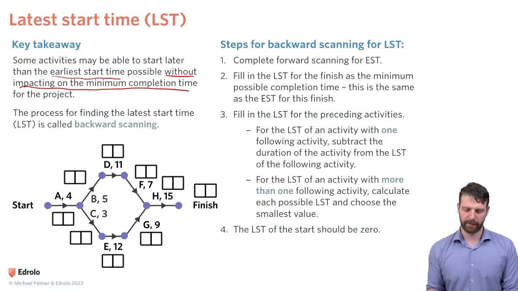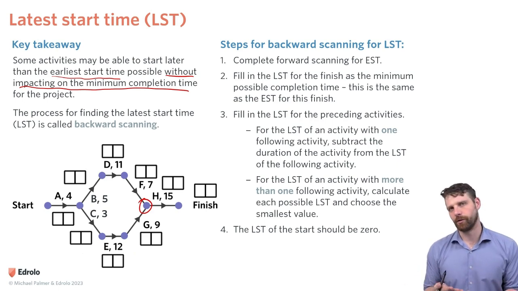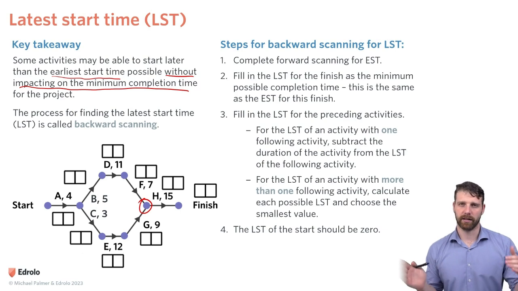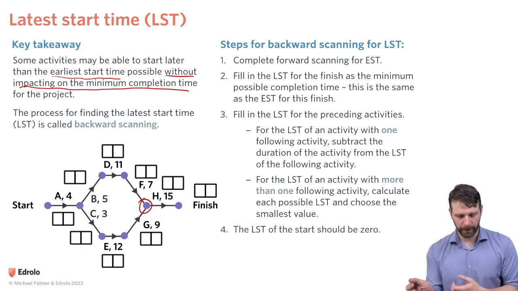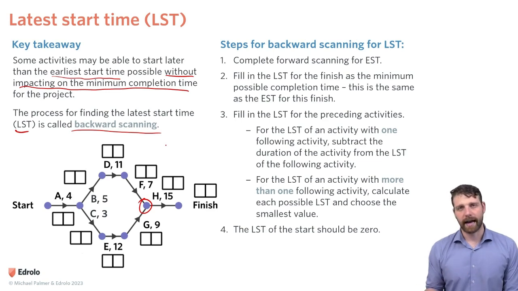You might have noticed this at this pointy end here where two activities meet. And we saw that one was finishing before the other. What that means is that whatever activity was going to finish first can actually wait a little bit to line up with the other one without impacting that final project time. So the process for finding the latest start time, which is LST, is called backward scanning. So let's look at how to do that.